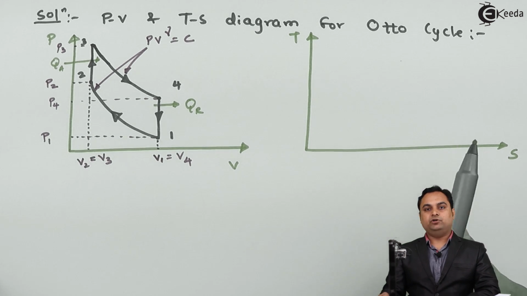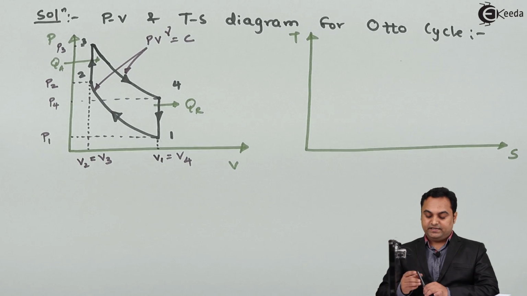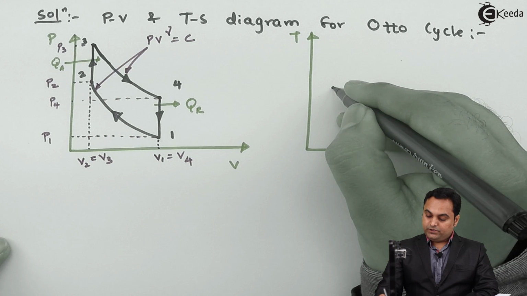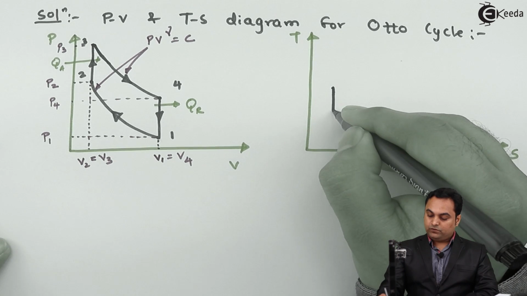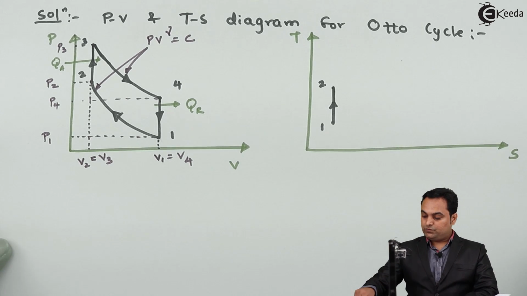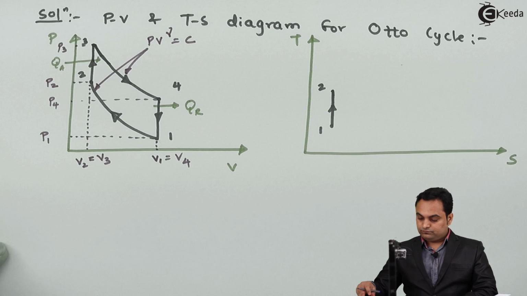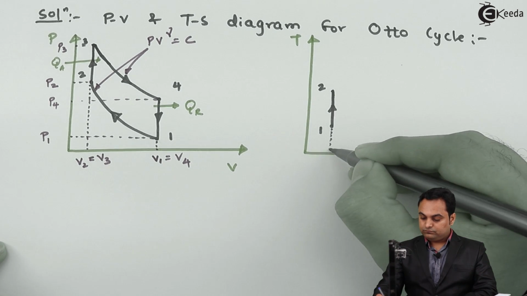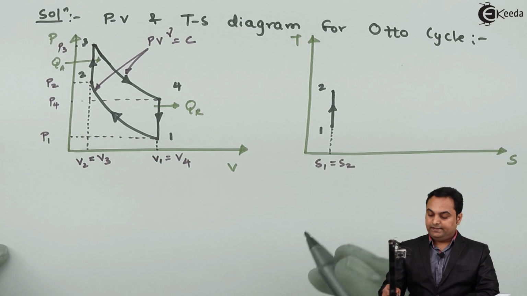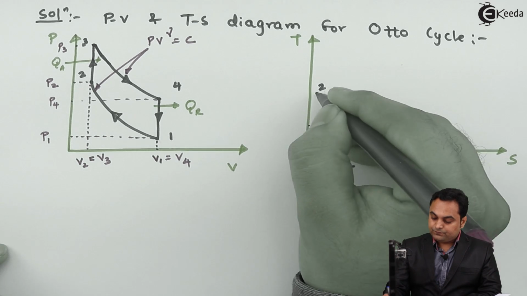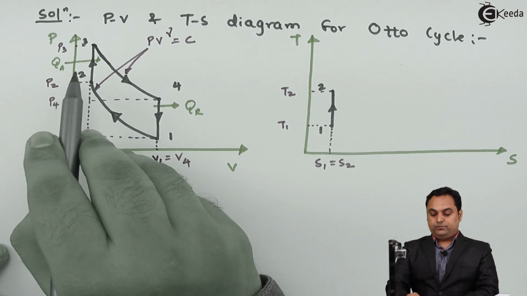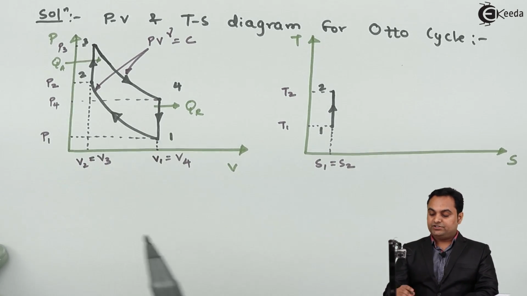Similarly, I can denote them on TS diagram as well. On TS diagram, process 1 to 2 is reversible adiabatic or isentropic compression. It is shown by a vertical line on TS diagram. So during process 1 to 2, the entropy remains constant, that is S1 is equal to S2, and there is rise in temperature from point 1 to point 2. Process 2 to 3 is constant volume heat addition.